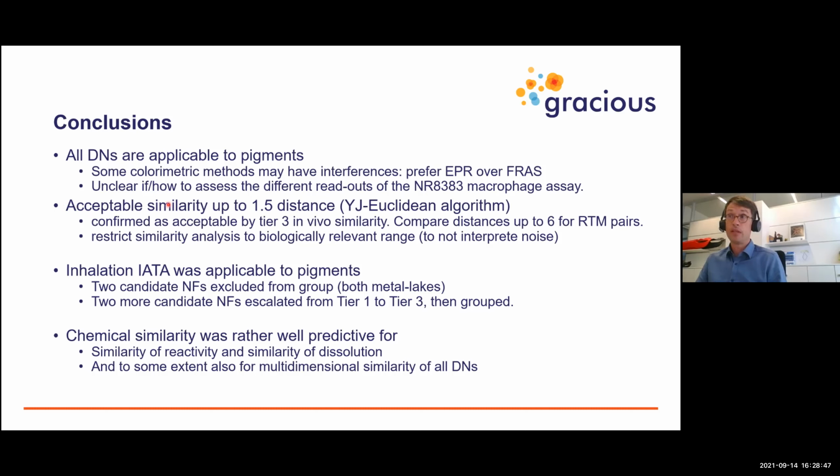We see that in the Euclidean distance with the Yeo-Johnson data transformation, a distance of 1.5 is what we find for those materials where we do have acceptable in vivo similarity. So when the tier 1 comes out at 1.5 distance, that's again a rule of thumb that we still need to consolidate, but it's a good example. This seems to be acceptable as similarity, compared to a distance of roundabout 6 for the reference material pairs.